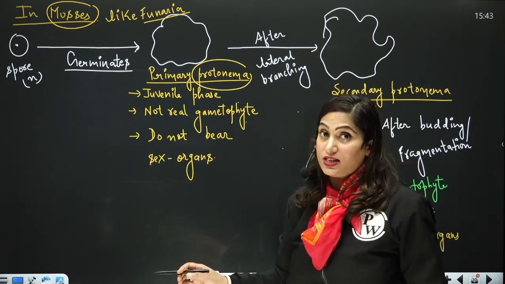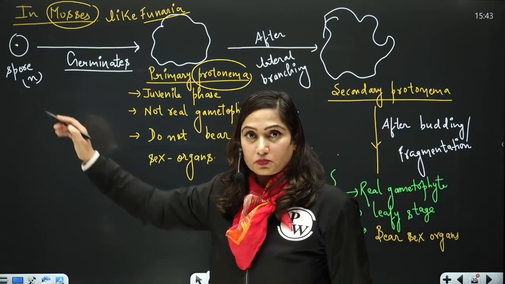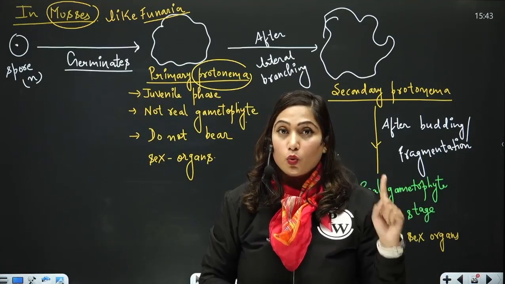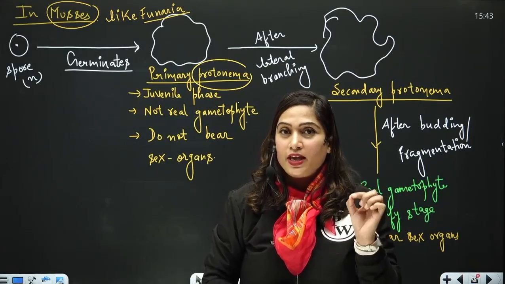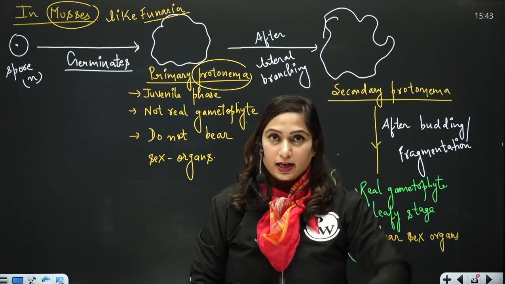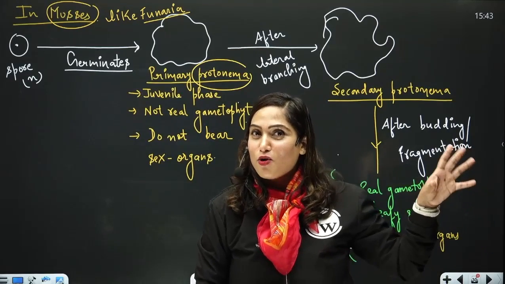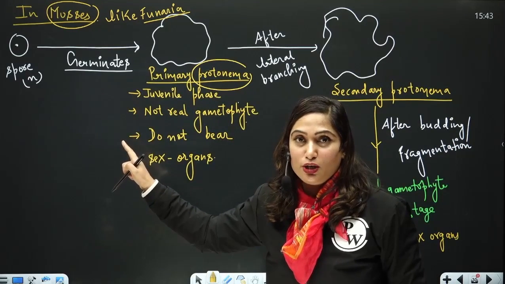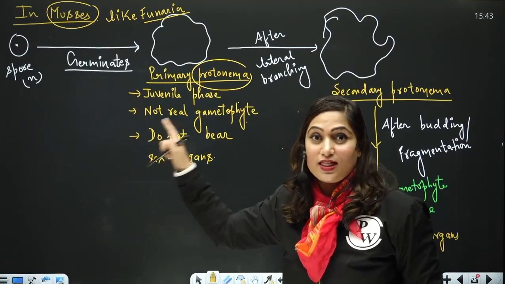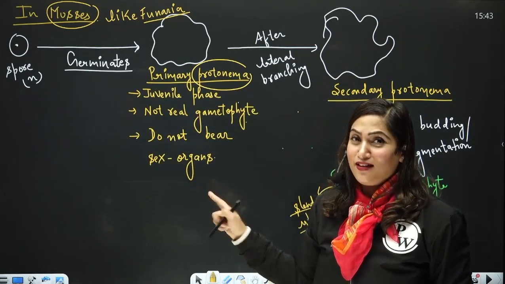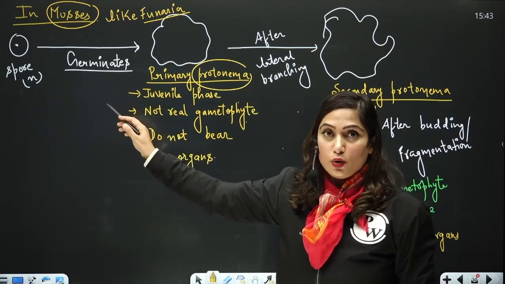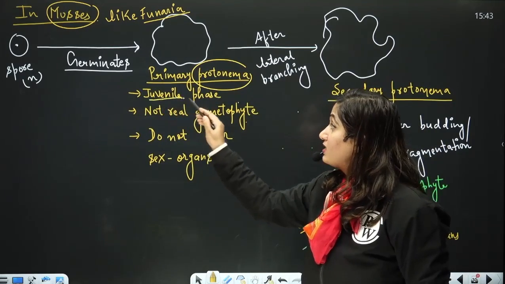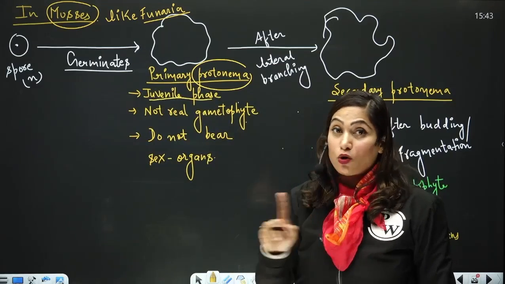So what happens in mosses like Funaria, Sphagnum and Polytrichum? The spore comes from the sporophyte, lands on the soil, and germinates. We already know that when a spore germinates, it gives rise to the gametophyte, right? But the things in mosses are a bit complicated. This spore germinates, but not to give the real gametophyte; it gives an intermediary stage, and that is called protonema. Okay, remember this thing. The spore gives rise to the primary protonema, and this is called the juvenile phase.